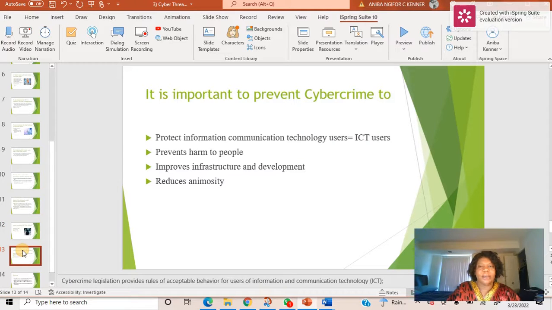Let's go to the next slide. Why should we know about cybercrime and how can we protect ourselves? It is important to be able to prevent cybercrimes. Why? Basically, this is the concluding part of it. To conclude, we do have cybersecurity legislation. There is actually a law that protects all users of the internet. This legislation provides rules of acceptable behavior for users of information and communication technology. This law protects ICT users. In general, it mitigates or avoids harm to people, data, systems, services, and infrastructure in particular, as well as defending our human rights.